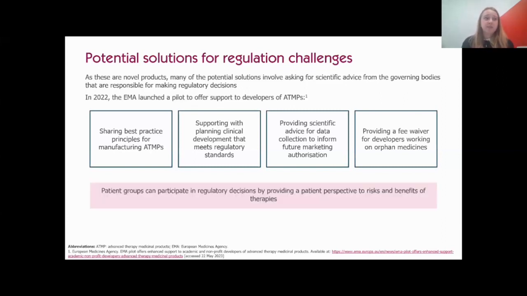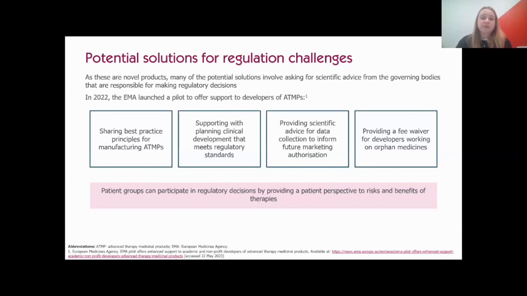And patient groups can participate in regulatory decisions by providing a patient perspective to the risks and benefits of therapies. Specifically, the MHRA, which as we mentioned before is the UK's regulatory decision-making body, has a patient group consultative forum that's open to people with an interest in medicines and medical devices and to patient groups who can represent the views of their members and feed into these discussions.